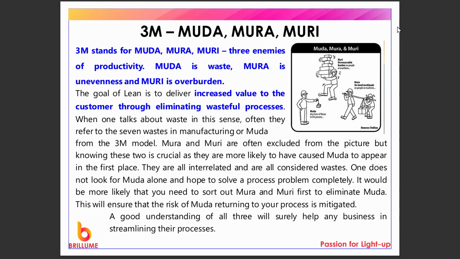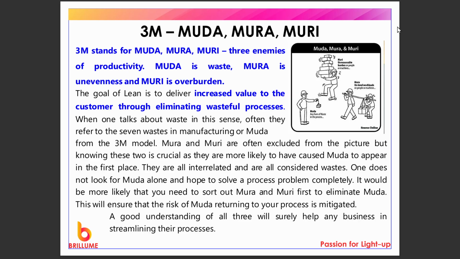Then the three Ms are Muda, Mura and Muri. 3M stands for Muda, Mura and Muri. These are the three enemies of productivity. So Muda is waste, Mura is unevenness, and Muri is overburden. The goal of lean is to deliver increased value to the customer by eliminating wasteful processes.